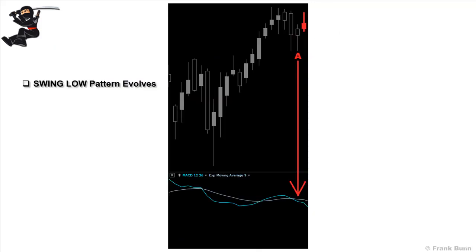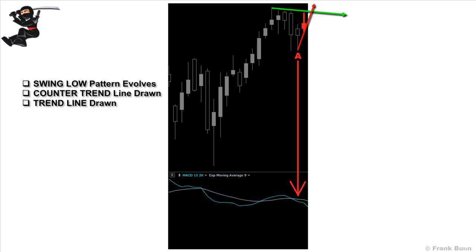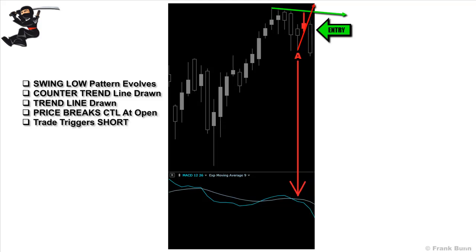Let's take a look at exactly how a trade can evolve from the hard right edge. First, the swing low pattern evolves at point A in this short entry on the MACD signal line system. Next, our counter trend line is drawn from the low of point A to the low of the prospective trigger bar. After this, a trend line is drawn from the most recent high to the high of the trigger bar.